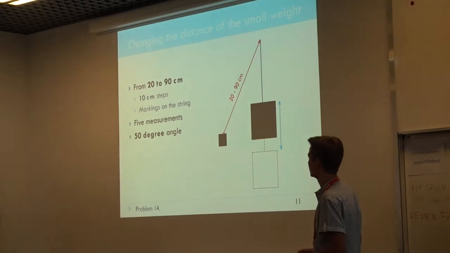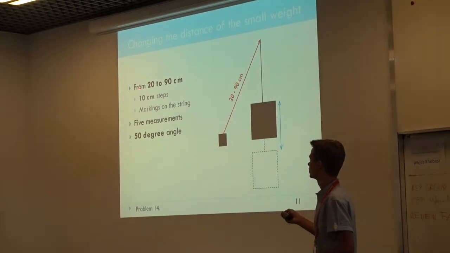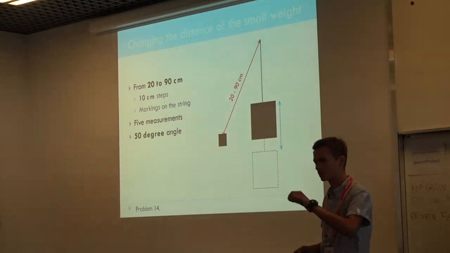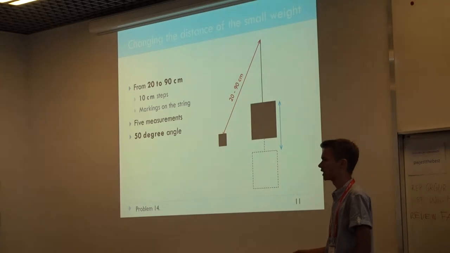So the first experiment I did was changing the distance of the small weight from the rod. It was from 20 to 90 centimeters in 10 centimeter steps. And I had markings on the string, which I used to measure. I took 5 measurements for each height, and all of the measurements were done at a constant angle of 50 degrees.